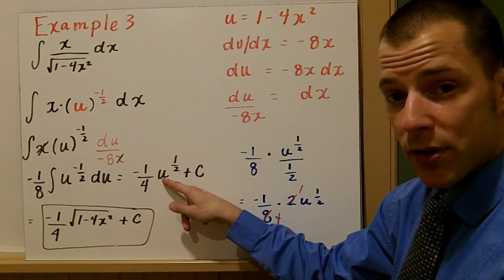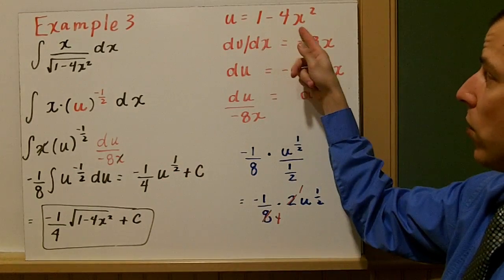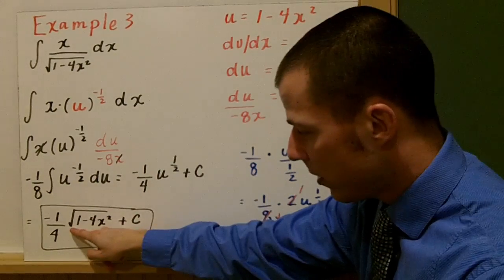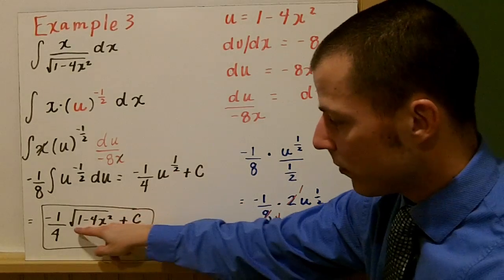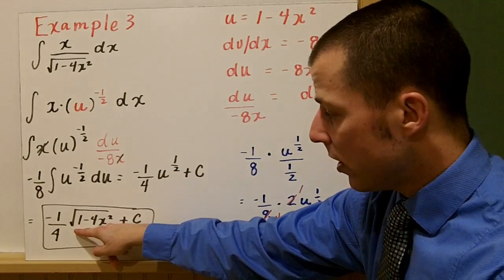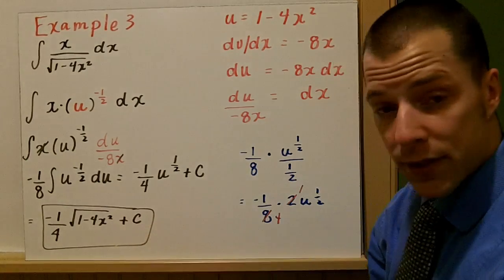And now I just have to substitute what my u was. Remember, my u was 1 minus 4x squared, so we have 1 minus 4x squared. Instead of writing 1/2, I wrote that as square root of 1 minus 4x squared plus c.